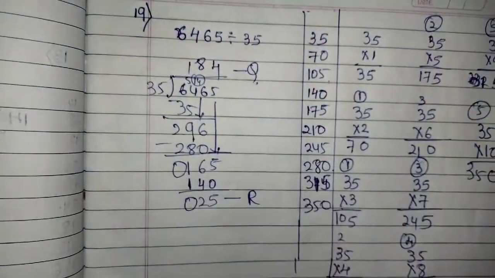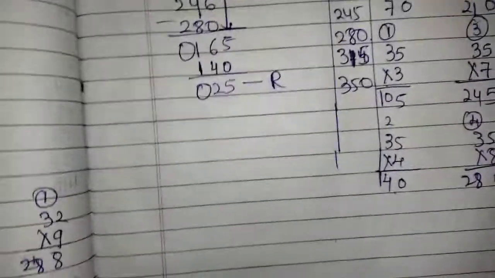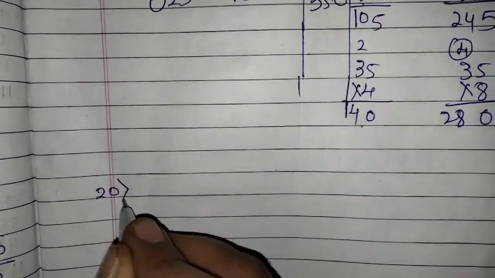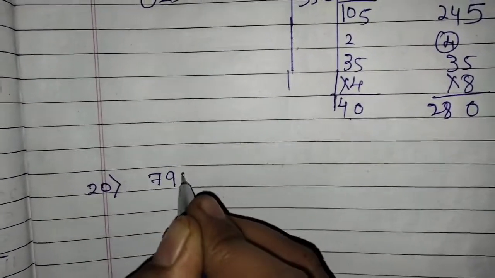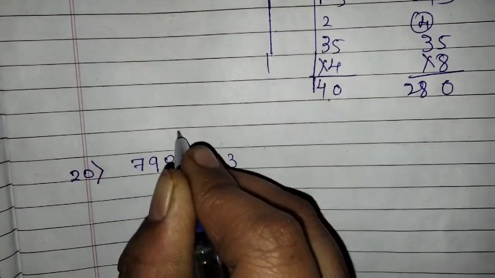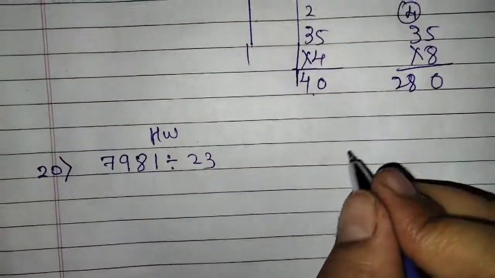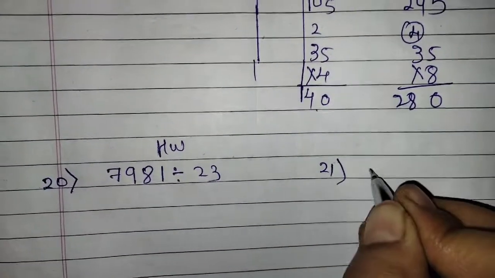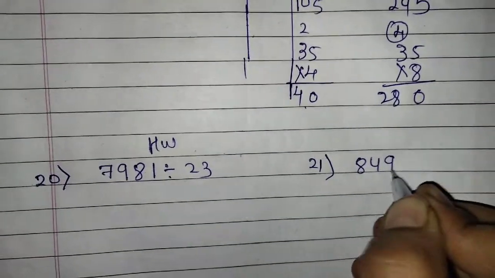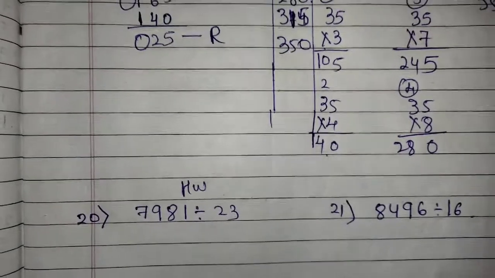I hope you understood. Now 20 and 21, that is your homework. Okay, copy the homework sums, children. 20: 7981 divided by 23. Okay, one more sum. 21: 8496 divided by 16. These two sums are your homework.